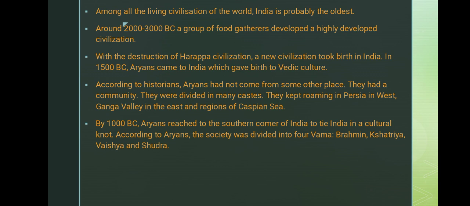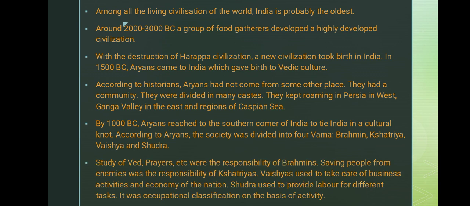According to Aryans, the society was divided into four varnas, that is, Brahmin, Kshatriya, Vaishya, and Shudra. Study of faith, prayers, etc. was the responsibility of Brahmins. Saving people from enemies was the responsibility of Kshatriyas. Vaishyas used to take care of business activities and the economy of the nation, while Shudras used to provide labor for different tasks. It was an occupational classification on the basis of people's activity.